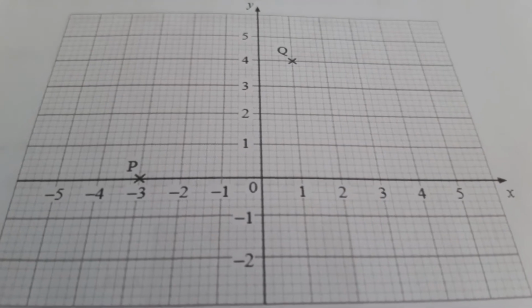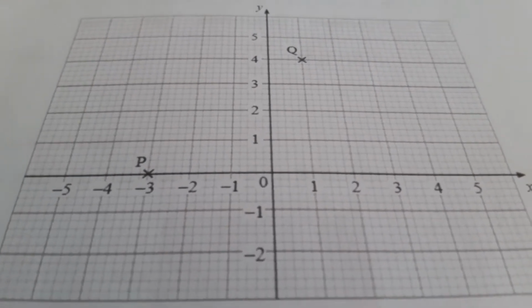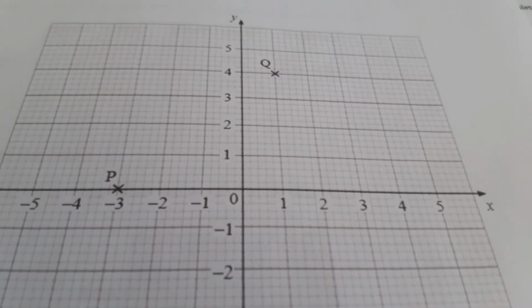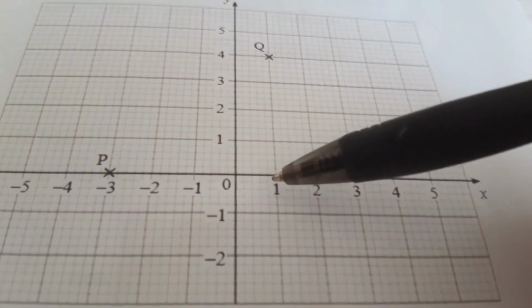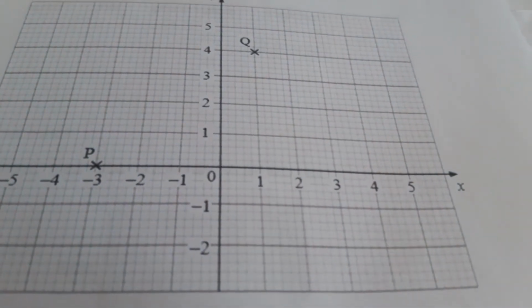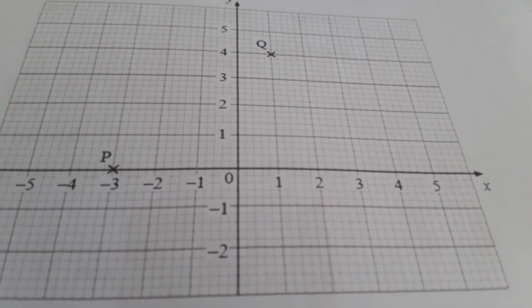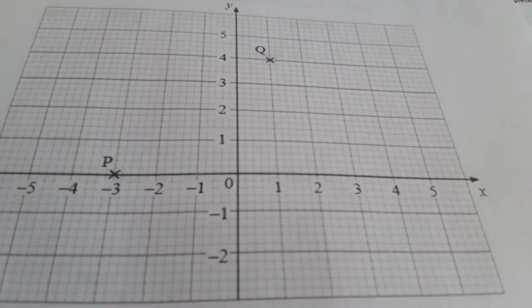Next question. Question 3, we have a graph, 2 points on the graph. What are the coordinates of the midpoint? There's 2 ways you can go with this. We'll do it with the coordinates first. Q is (1, 4). Let's write that down. P is (-3, 0).